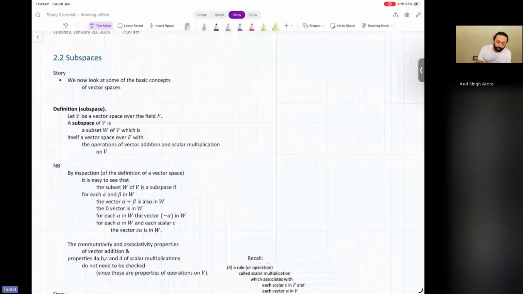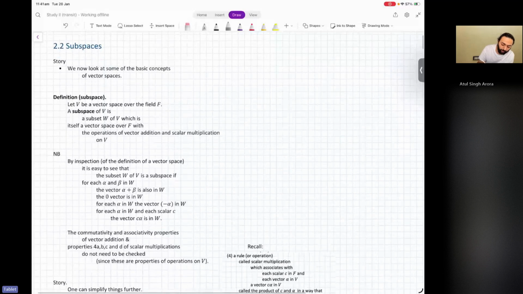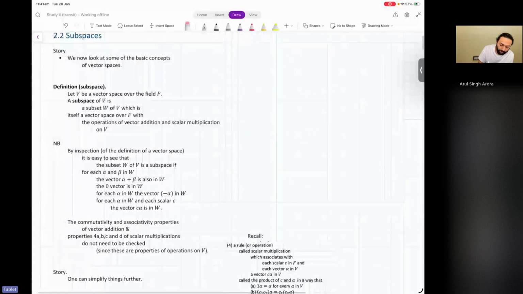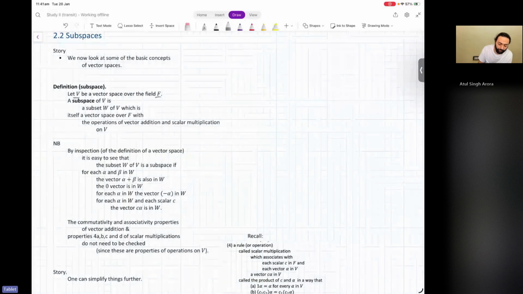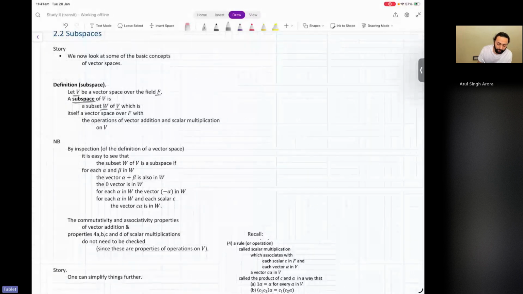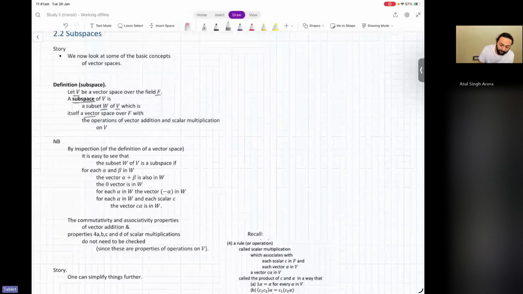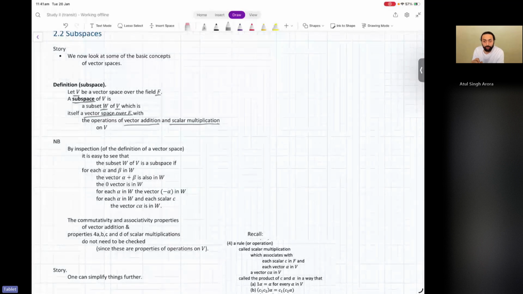So now we're going to look at something called a subspace, right? This is also something that you may have seen before, but formally it's defined as follows. Let V be some vector space over the field F. Then a subspace of V is defined to be a subset W of this vector space V, which itself is a vector space over the field, where the addition and scalar multiplications are inherited from the initial vector space.